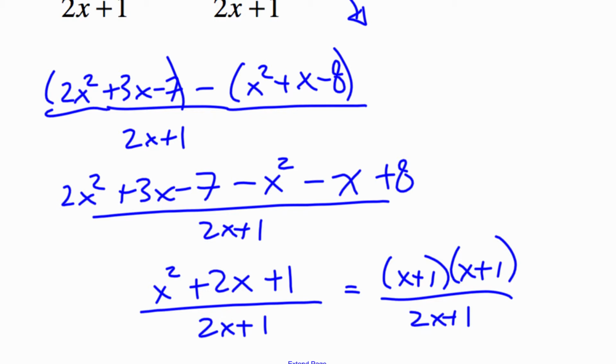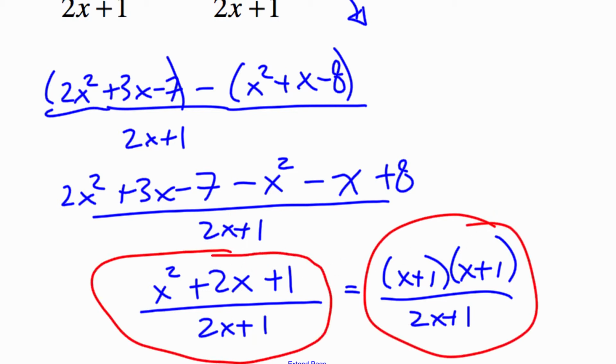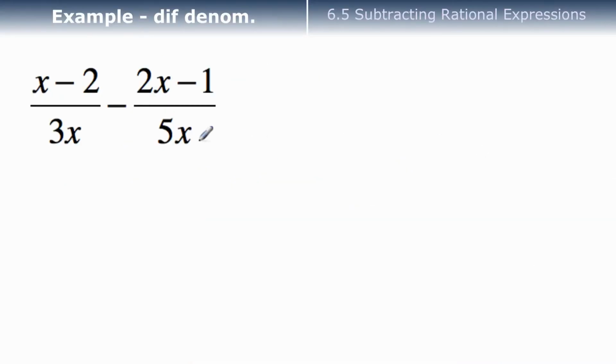Now, if the whole thing on the bottom was identical to one of the things up top here, I could cancel them. In this case, this has a 2 there, so they're not identical. This would be my correct answer. If you stopped at this point there, I'd be happy with that as well. Okay, let's try another one.